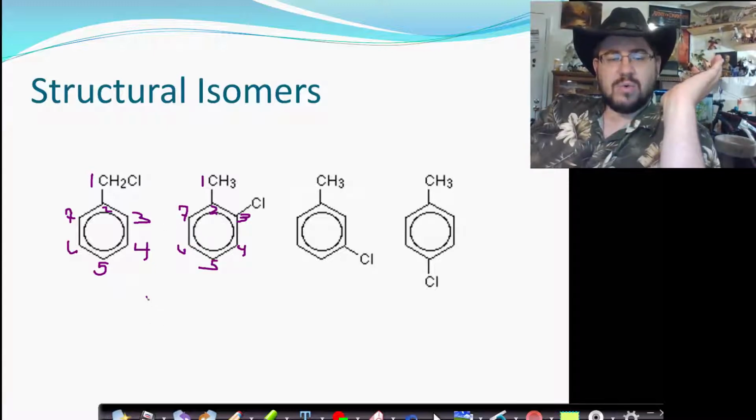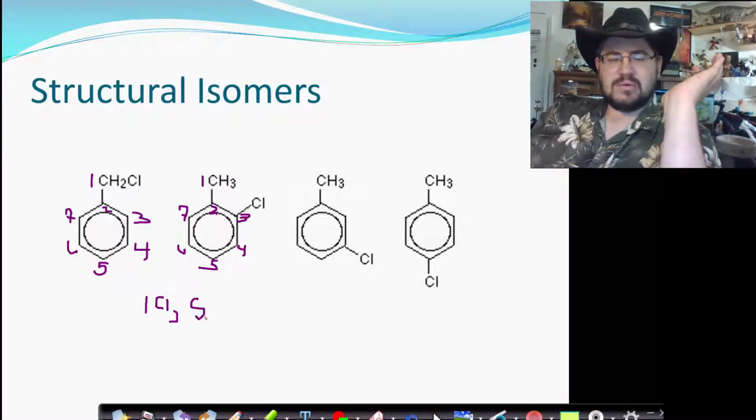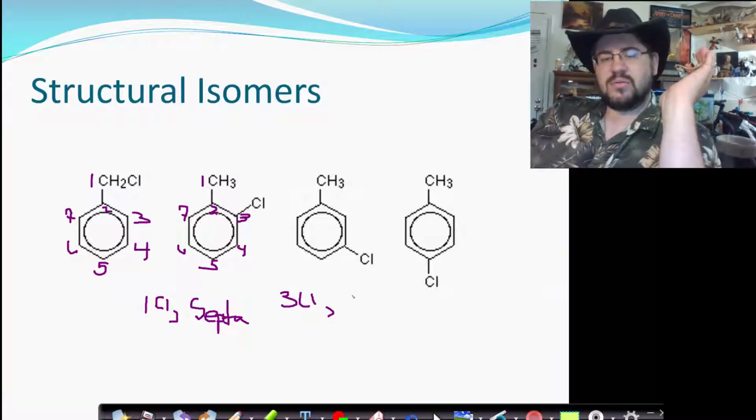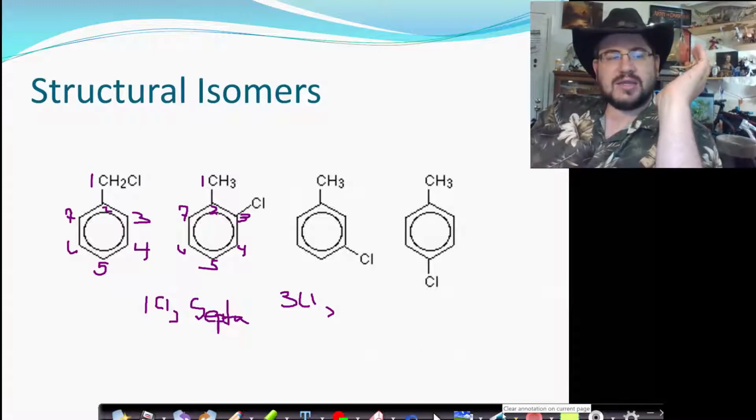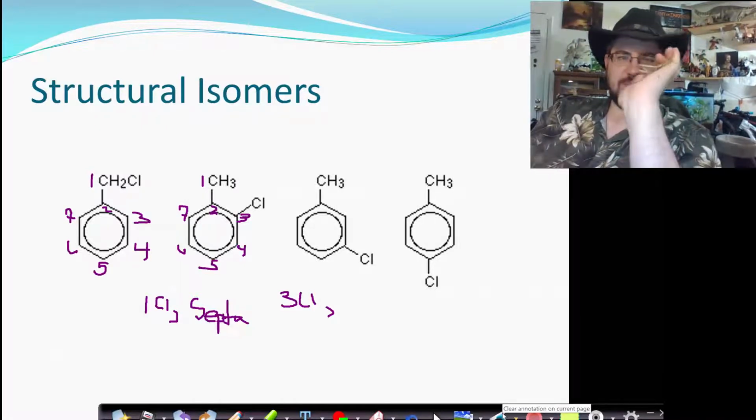All right, so here we'd have 1 chlorine, and then like septa something or other to imply the ring. Septa for 7 carbons, and something about the ring. And then over here we'd have 3 chlorine, whatever. So we can identify an isomer because we'd have the same chemical formula, but if we put just the 1 or the 3, we'll know which carbon that chlorine is coming off of. So that's how we can identify different structural isomers.